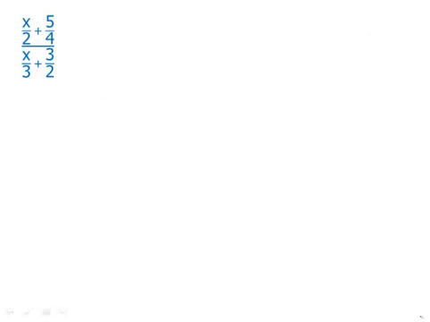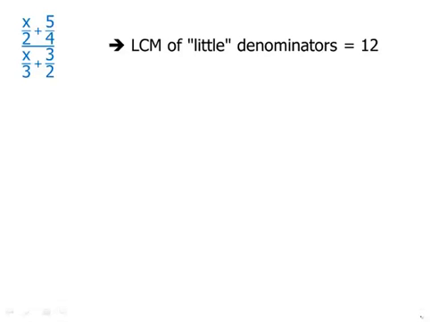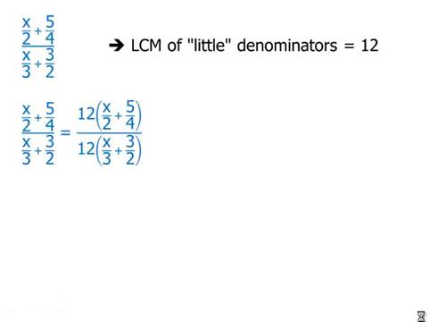So for example, here, those little denominators are 2, 4, 3, and 2. And the least common multiple of the little denominators is 12. So we're going to multiply the big fraction by 12 over 12, which means that the entire numerator gets multiplied by 12 and the entire denominator gets multiplied by 12. And then when we cancel, we get to this, and we can't cancel anything else. We're done with canceling at this point.